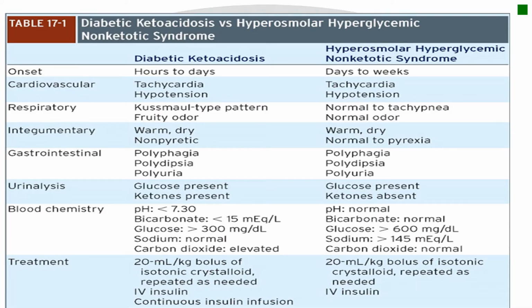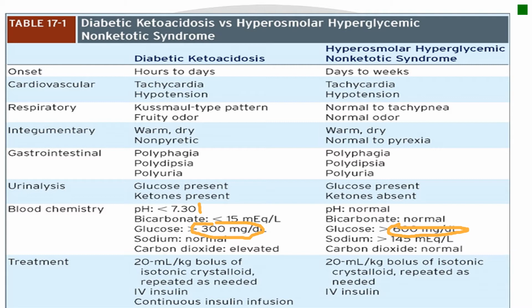So here we see the differences in DKA, diabetic ketoacidosis, and HHNS, hyperosmolar hyperglycemic non-ketotic syndrome. With DKA, obviously the onset is much faster, and the blood sugar levels are typically lower, 300 or less. And with HHNS, it's above 600. Also with DKA, your pH is going to be lower, so you're going to be a little acidotic, as noted with the acidosis. The treatment for both is basically the same.